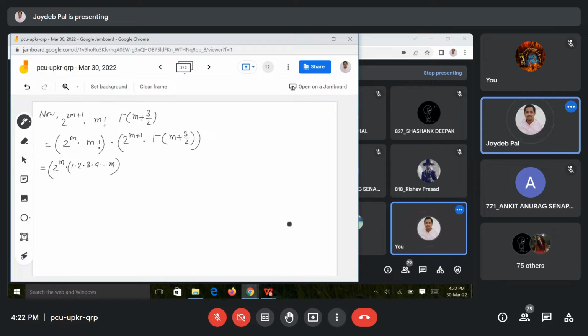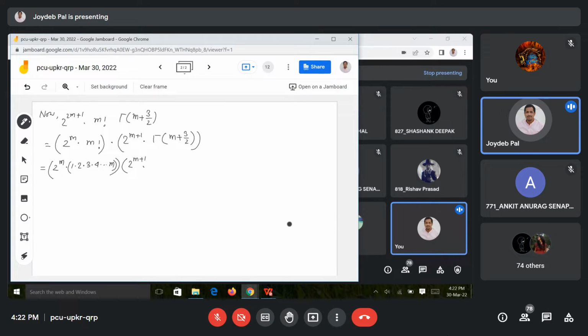Are you getting that? Factorial m means what? 1, 2, 3, 4 up to m, the product of this. And this, 2 to the power m plus 1, into gamma m plus 3 by 2.